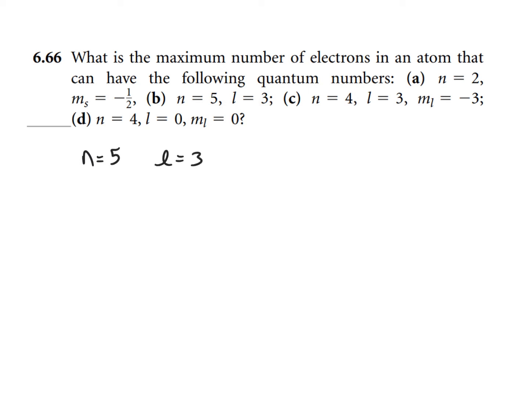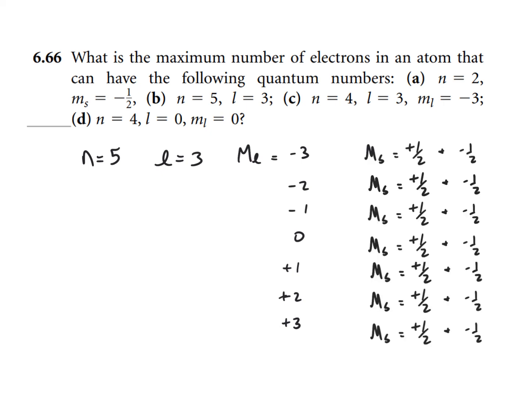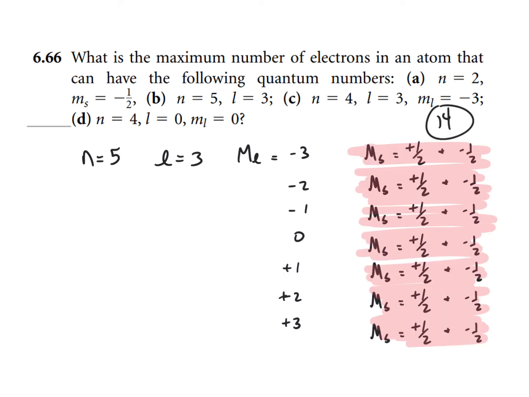So the possible ml values are -3, -2, -1, 0, +1, +2, and +3, or 7 options. And then each one of those ml values could have up to 2 possible electrons in them. So there's +1/2, -1/2 for all 7 of them. When you aggregate all these together, you have 14 possible electrons that share n equals 5 and L equals 3.